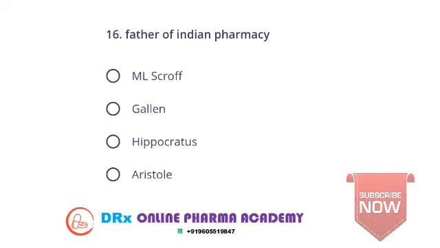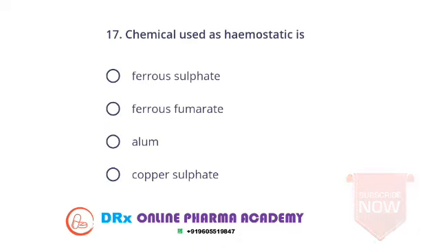Next question is chemical used as haemostatic is. Options are ferrous sulfate, ferrous fumarate, alum, copper sulfate. And the answer is alum. Chemical used as haemostatic is alum.